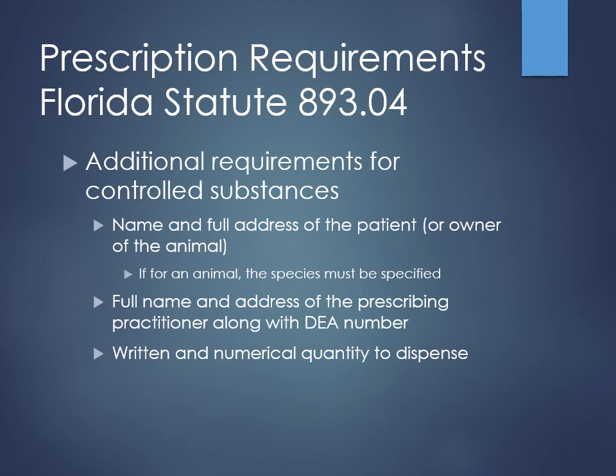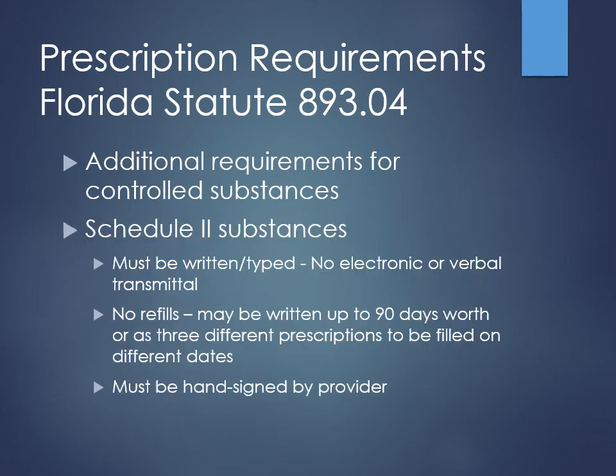Because what would be the problem if you wrote for, say, 10 milligrams of morphine? What could the patient do? Just add a little 0 on there, and boom, you've got 100 milligrams of morphine. By writing out the word ten, that makes it very obvious what the actual dose should be. You worry less about the patient altering the prescription, I should say.